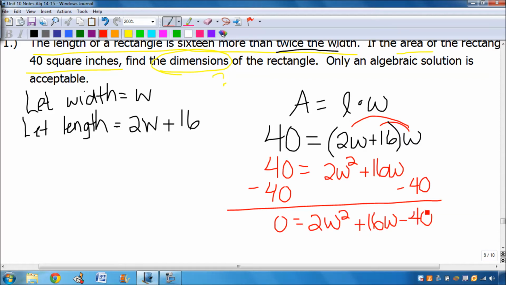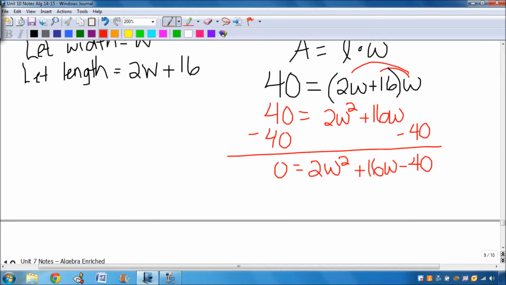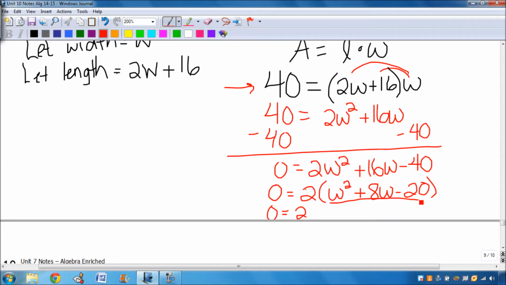And I always want to try it out by factoring first. So the first question I ask myself whenever I factor is there a GCF? And there is. The GCF is 2. So I'm going to factor out a 2, and then I've got W squared plus 8W minus 20 left over. By the way, once we get to this point, the rest is just review from what we learned previously this unit. So then I got to ask myself, is it a difference of perfect squares? And it's not, because it's a trinomial. That's what I have inside of there.